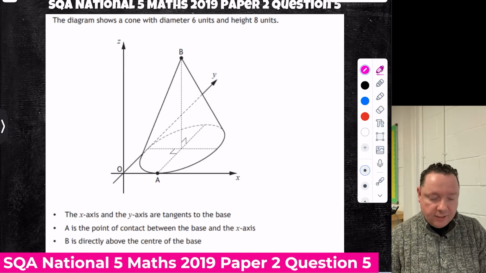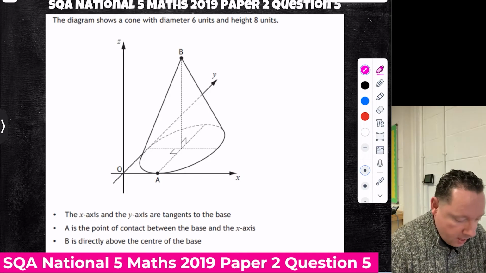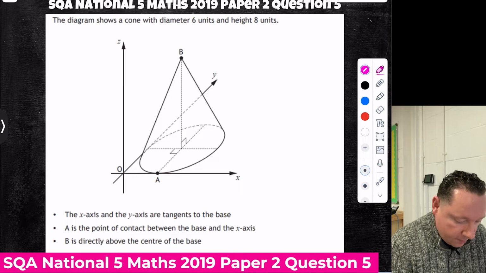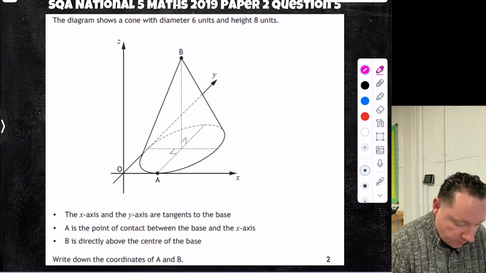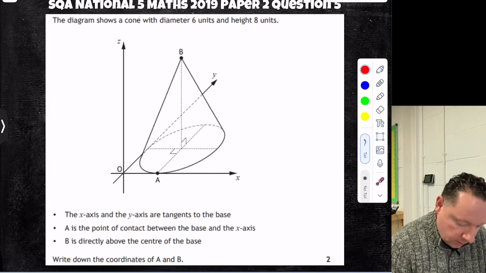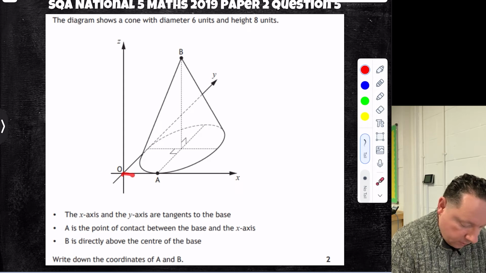National 5 Maths 2019 Paper 2 Question 5. The diagram shows a cone with diameter 6 and height 8. The x and y axis are tangents to the base. A is the point of contact with the base on the x-axis, and B is directly above the centre. Find A and B. So let's see where A is. We need to go from here to here. Well, that length is the diameter 6, so that length is 3.